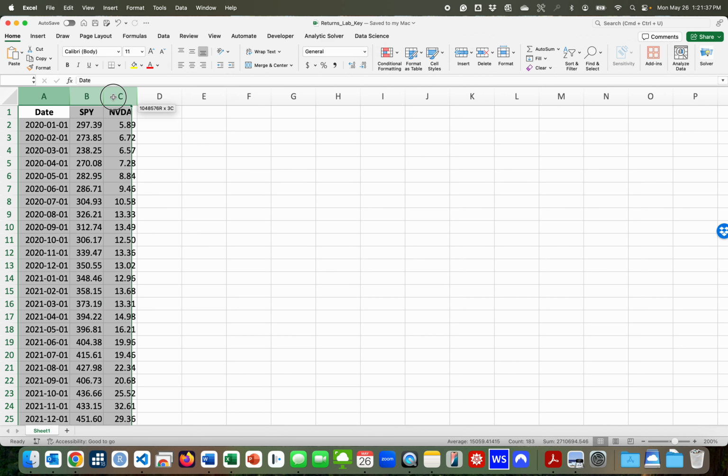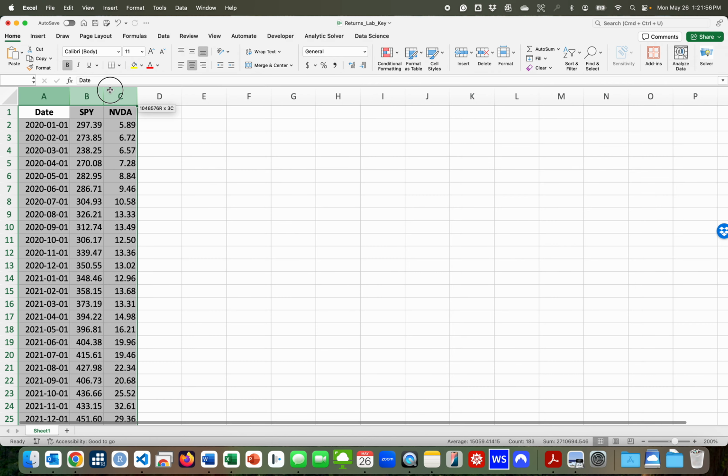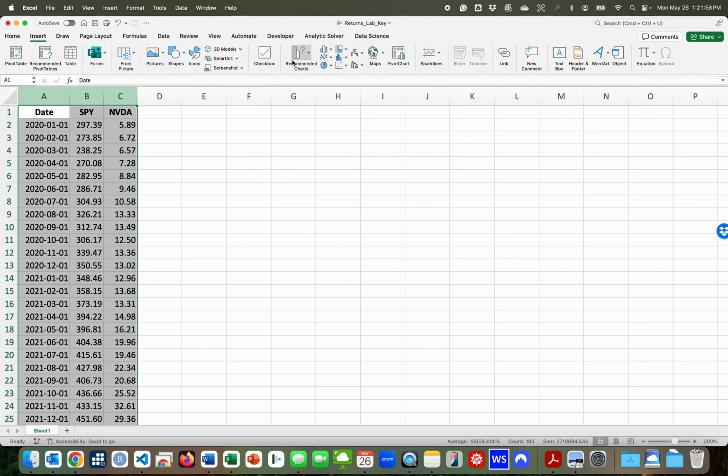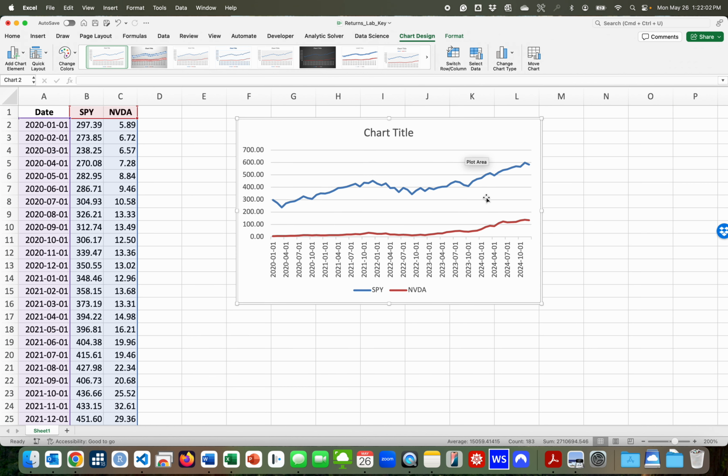So if we want to make a line plot of SPY, which is something that tracks the S&P 500, and then we have NVIDIA as this other ticker. So these are prices. We want to plot the prices over time. We can highlight the three columns right here. Insert. I'm going to go to Recommended, and there's the line chart.